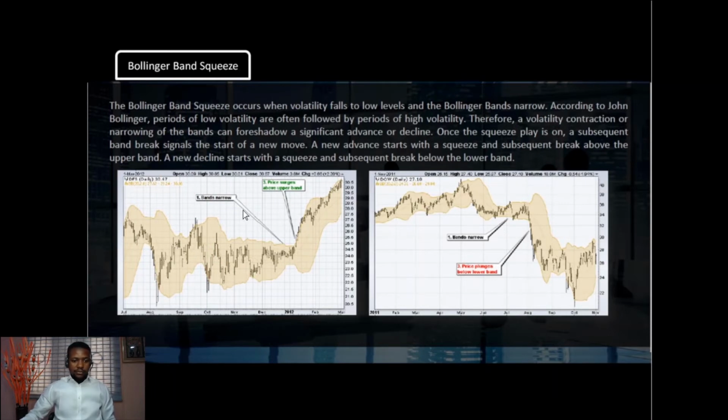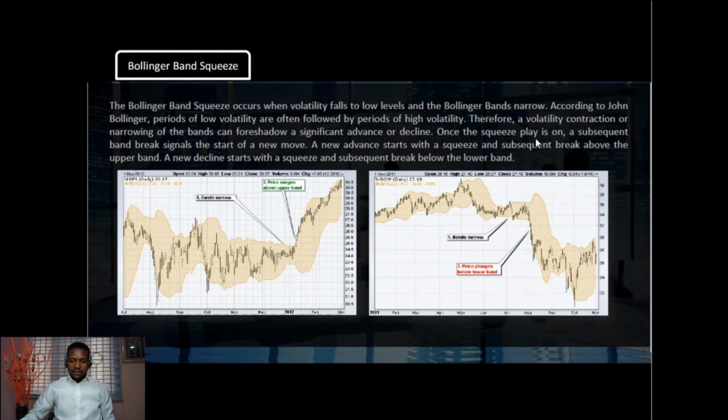This is the squeeze. A Bollinger Band squeeze occurs when volatility falls to a low level and the Bollinger Band narrows. According to John Bollinger, periods of low volatility are often followed by periods of high volatility. Therefore, a volatility contraction or narrowing of the bands can foreshadow a significant advance or decline. So once you see the band contracting, it simply means there'll be a possible change of trend very soon.